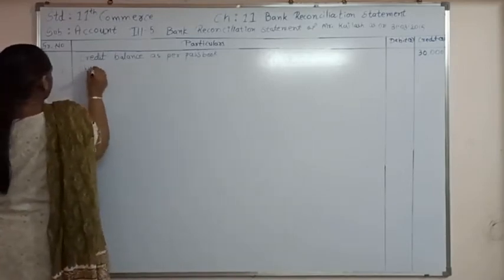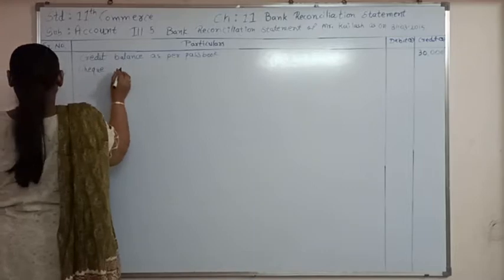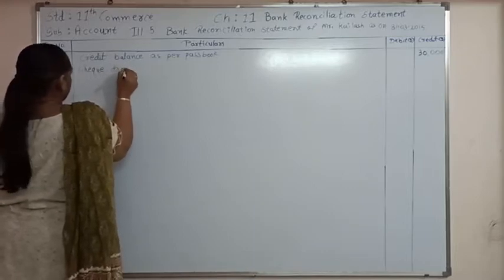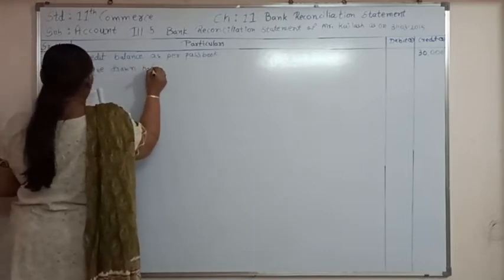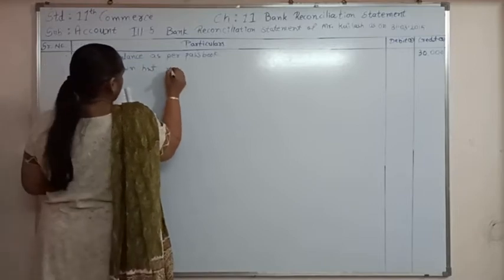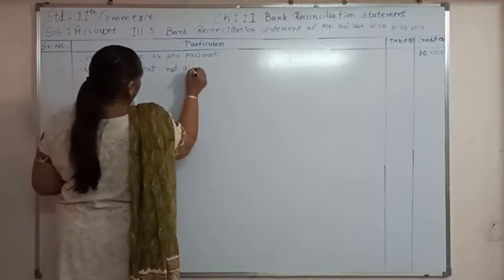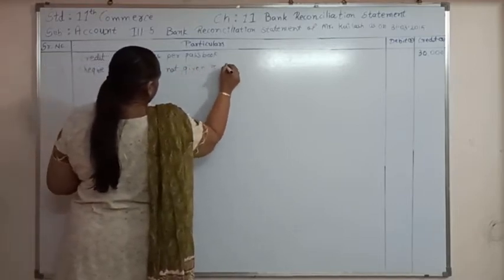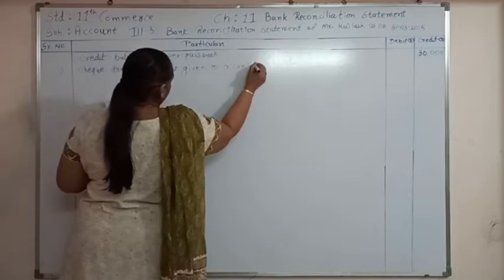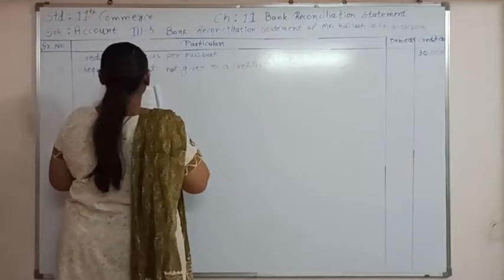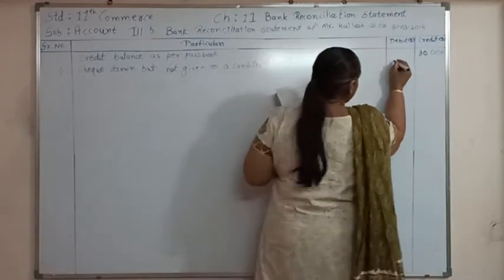Check drawn but not given to creditor. So it will be debit side 10,000.